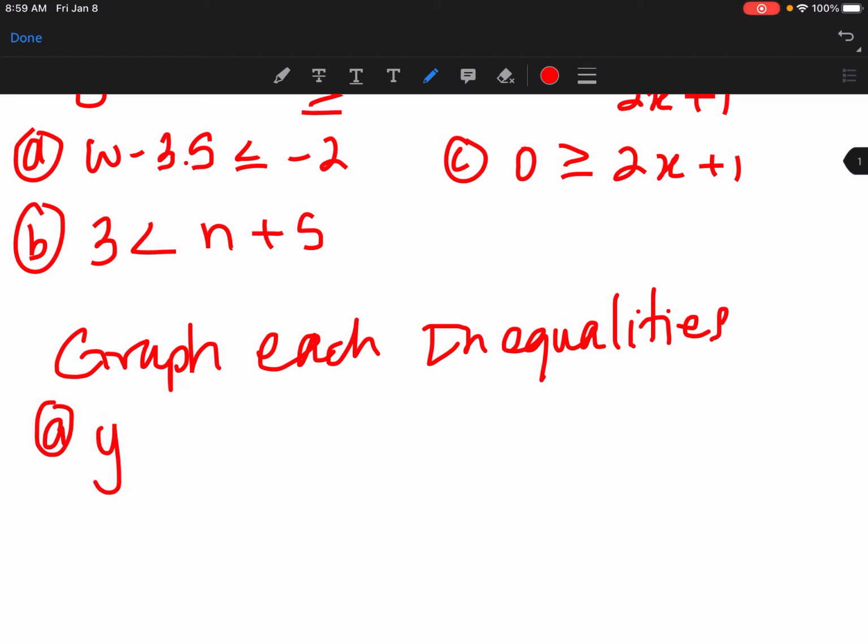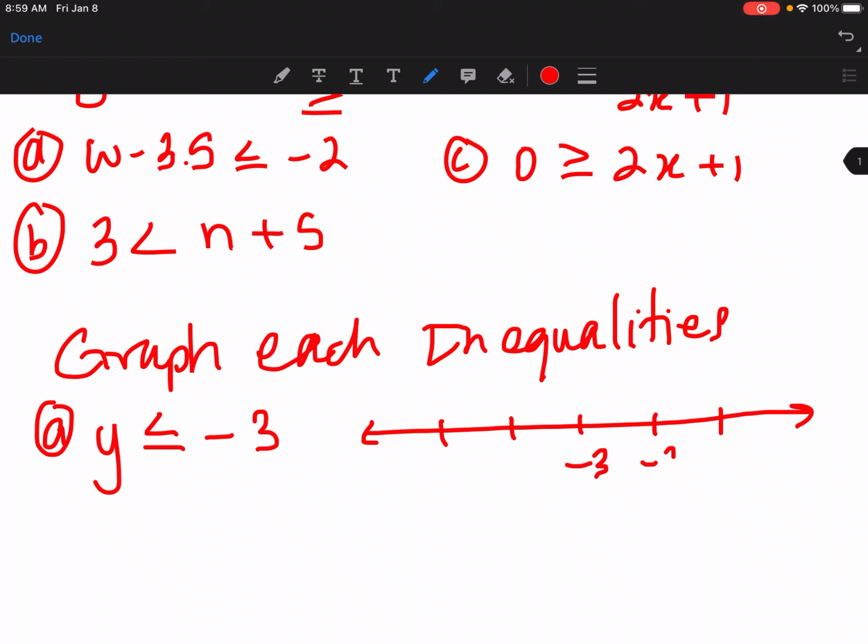All right, if I give you y is less than or equal to negative 3, how do we graph this inequality? I'm going to draw my number line here and put my negative 3 there. Going forward is negative 2, negative 1, and negative 4, negative 5. At negative 3, I'm going to put my dot. Now I need to figure out whether it's going to be an open circle or a closed circle. Looking at what's given, y is less than or equal to negative 3. If it has the equal to sign, it needs to be a closed circle.